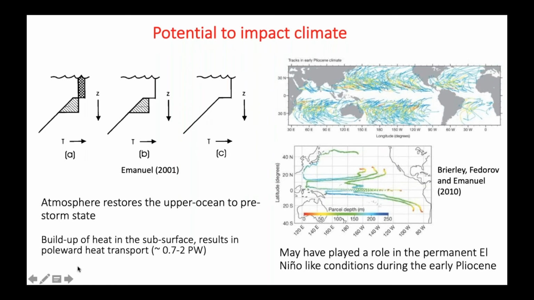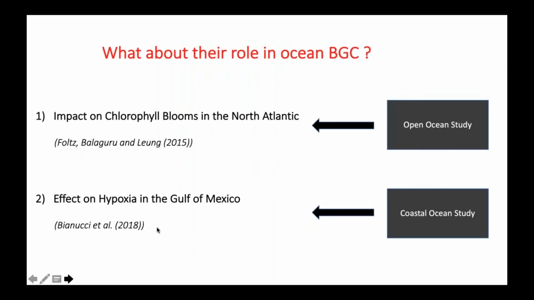So with this background, now we can go ahead into today's topics. We have seen the physical aspects of hurricanes. The question is, can they actually play a role in the biogeochemistry of the ocean? And I will try to convince you that it can, using two studies. One is looking at the role of hurricanes in chlorophyll blooms in the North Atlantic. This is an open ocean study.